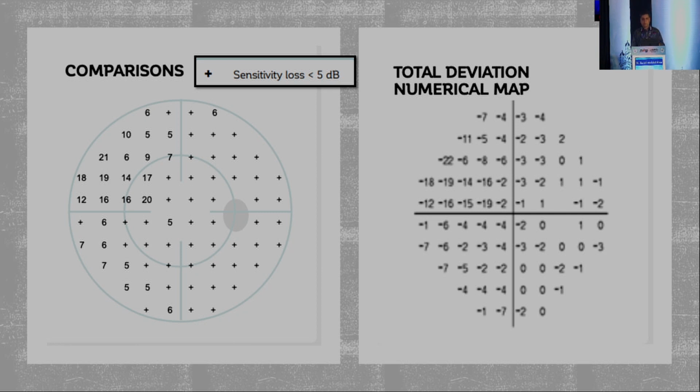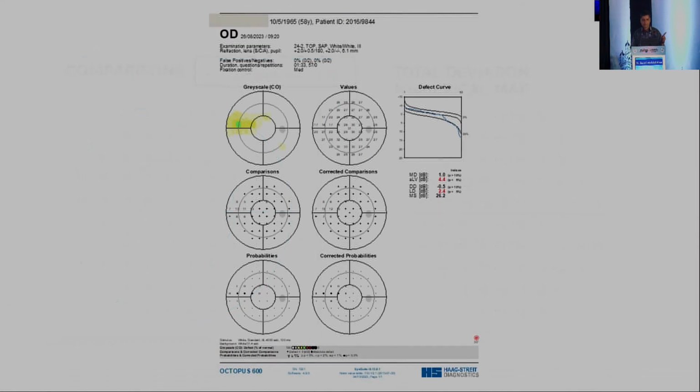I feel this is a better representation because immediately looking at the comparisons, you know the pattern and the shape of the defect, because all the numerical values indicate that there is a defect there.